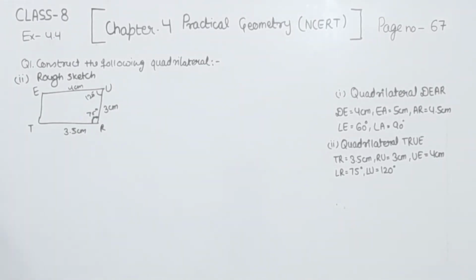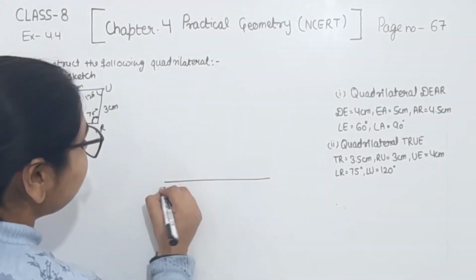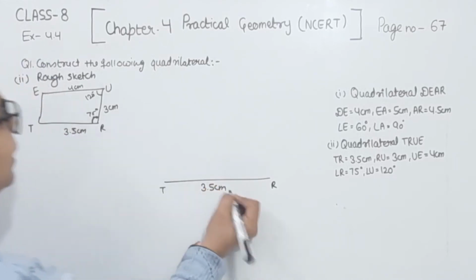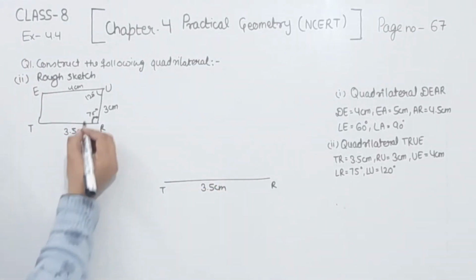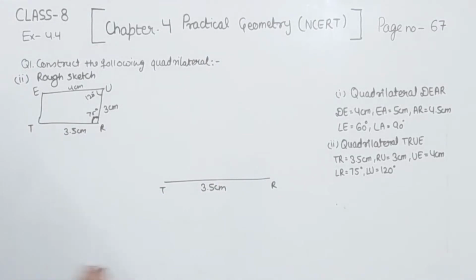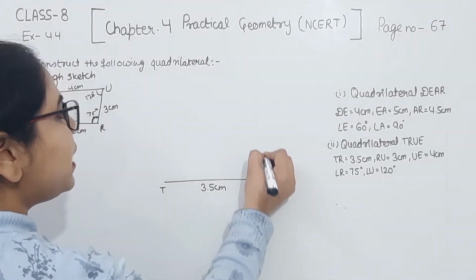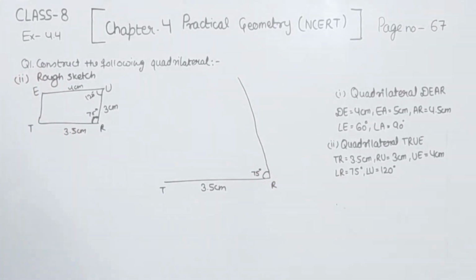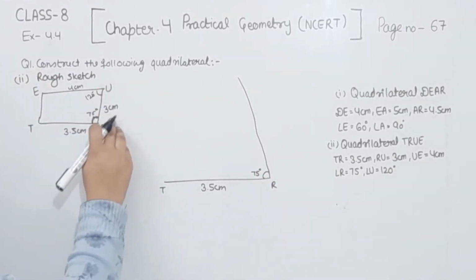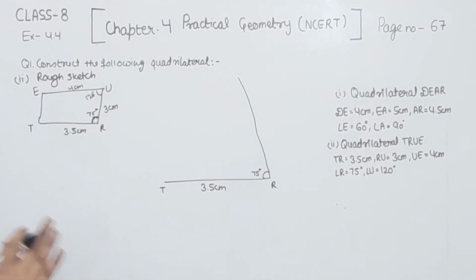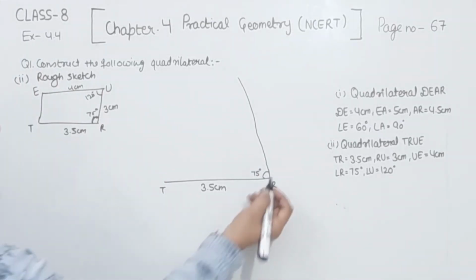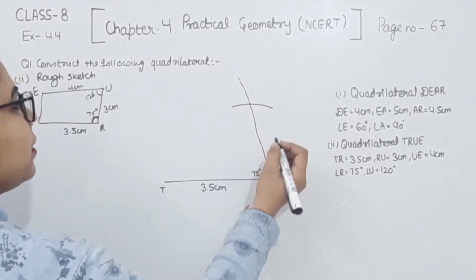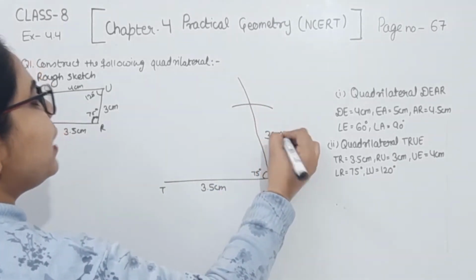For that one, first of all, we are going to draw TR line segment with 3.5 centimeter. Now we are going to draw the angle R as 75 degrees. So we will construct this one with the help of D. So this is the angle of 75 degree we are having. Now we know that RU is equal to the 3 centimeter. So we are going to take the measurement of 3 centimeter and R as the center we are going to put an arc. So this is the 3 centimeter we are having.